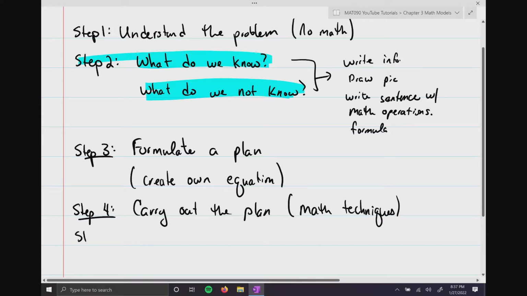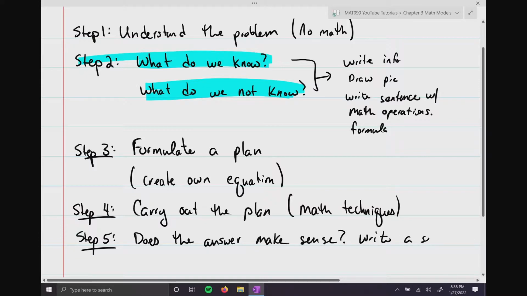And then finally with step 5, you want to ask yourself, does the answer make sense? And a good way to answer this question is to write a sentence. You should be able to write a sentence that describes your answer and how it applies back to the original problem. And this is just our general approach for solving any type of problem. In this case specifically, we're going to be looking at linear equations, so all of our variables are going to be raised to the first power. Okay? So let's look at our first problem.